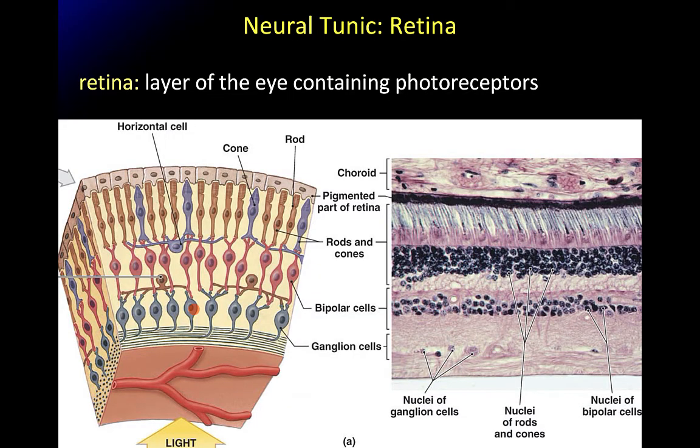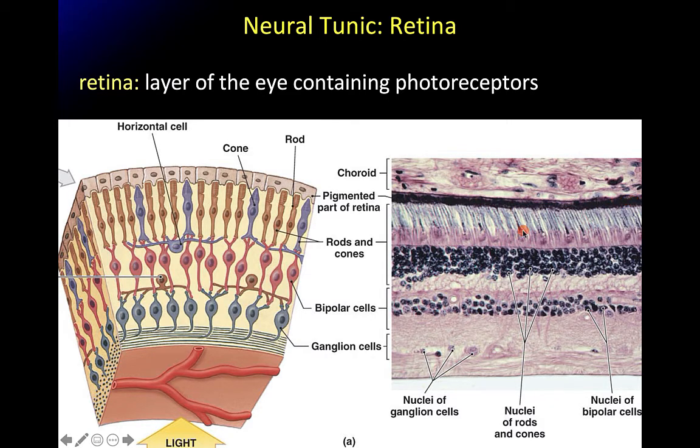So the retina does form what we refer to as our neural tunic. It is the inside layer of the posterior part of the eye, and it's the part that contains the photoreceptors. And we can see a look at this under the microscope to get an idea of how organized this is. We of course have our choroid towards the outside, and outside of that would be the white of the eye or the sclera. You can see a pigmented part of the retina here.